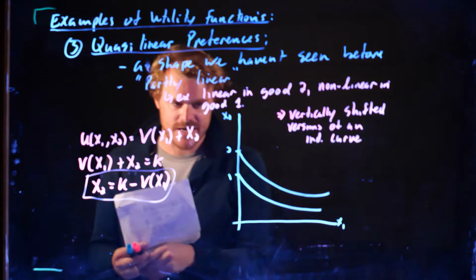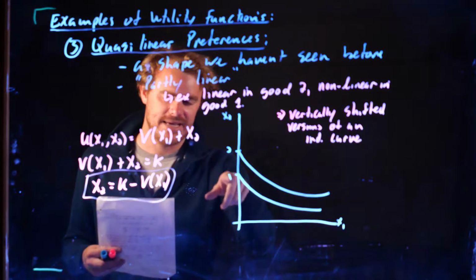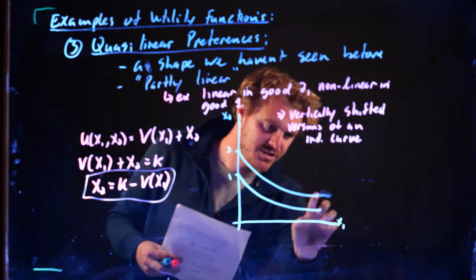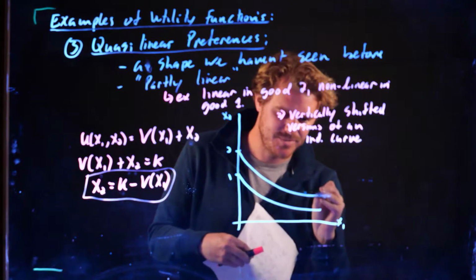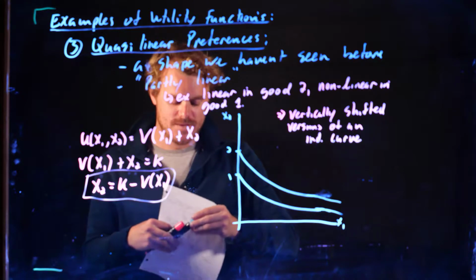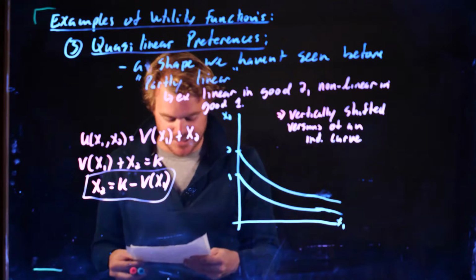Hopefully you can go from here to here, right? It's linear in x2, but nonlinear in x1. It probably shouldn't loop up like that. It should be continuing down in this direction. But that's the idea of these quasi-linear preferences.